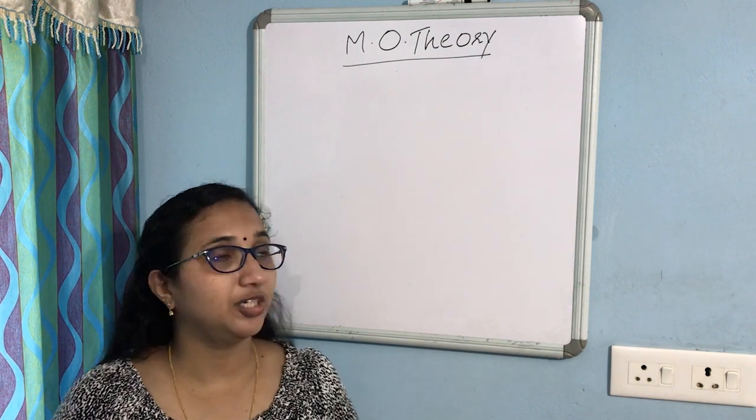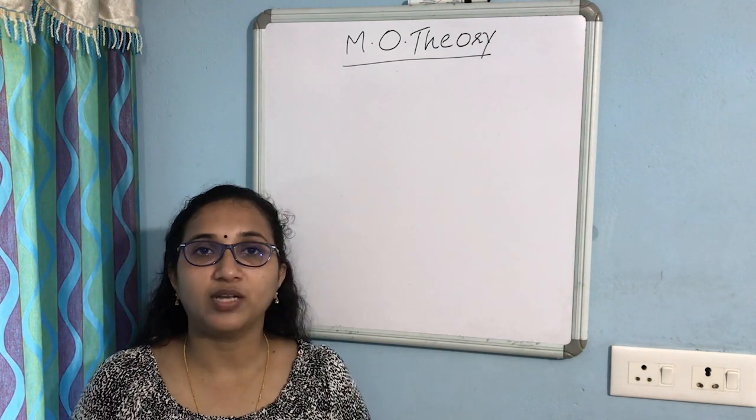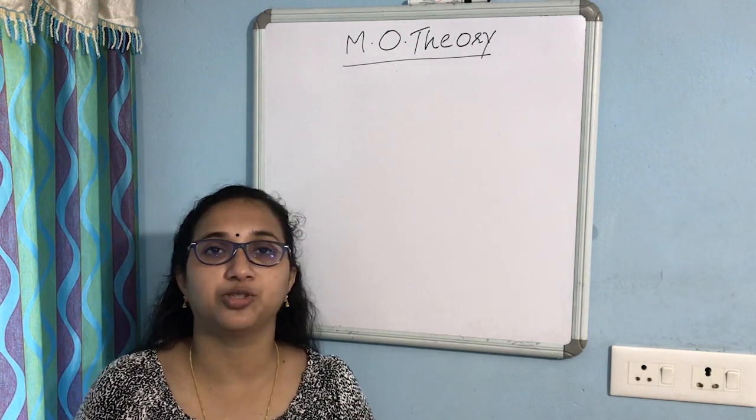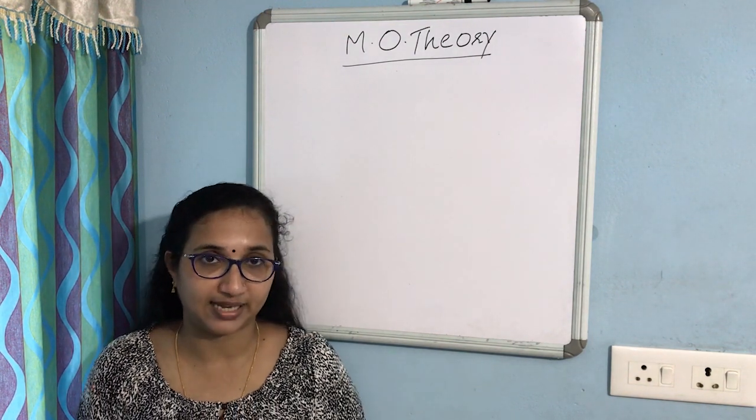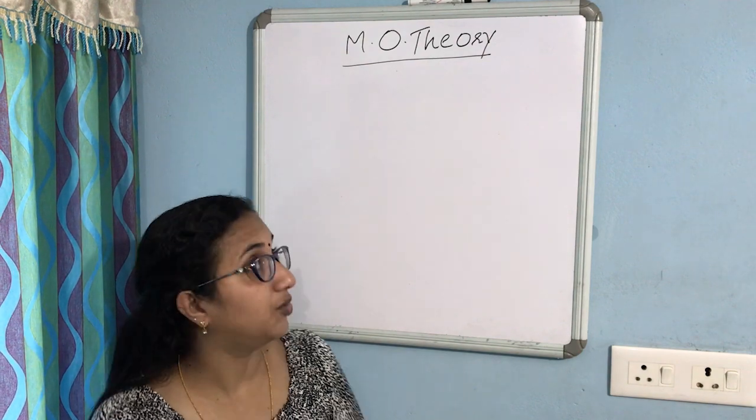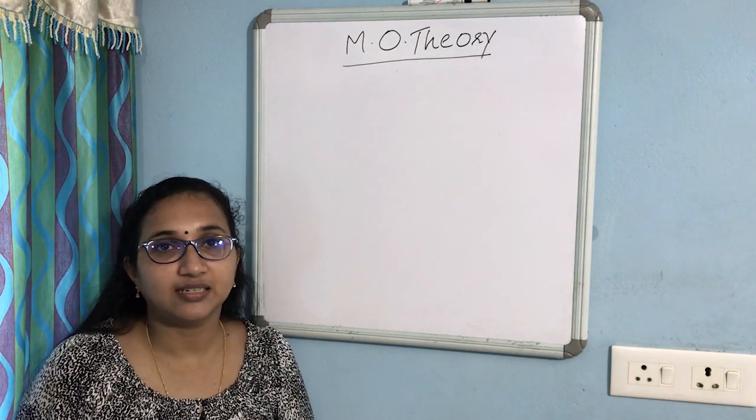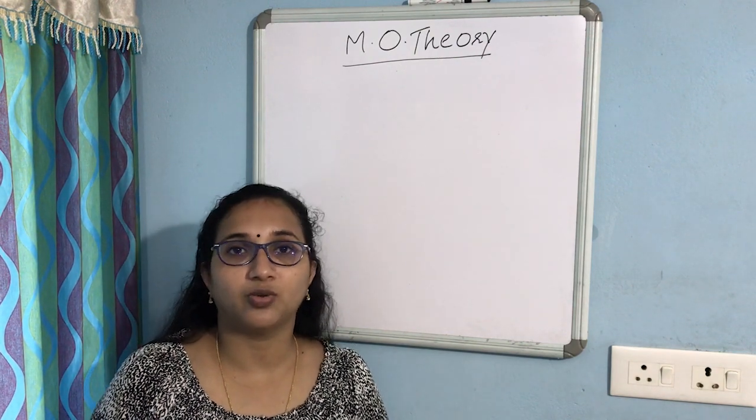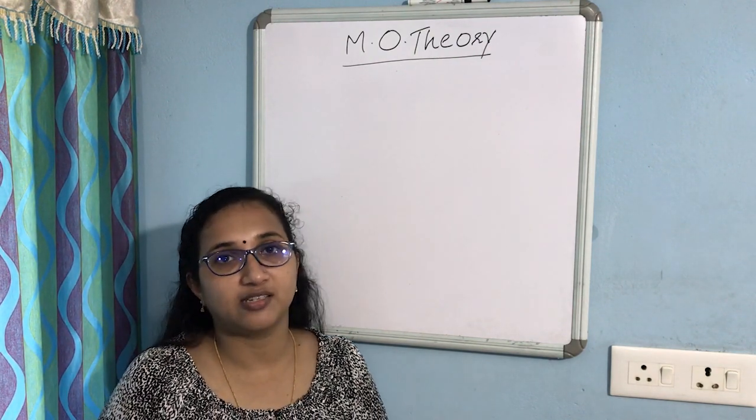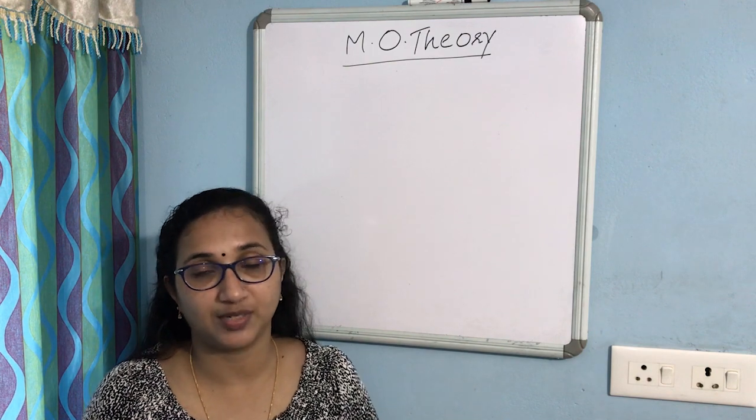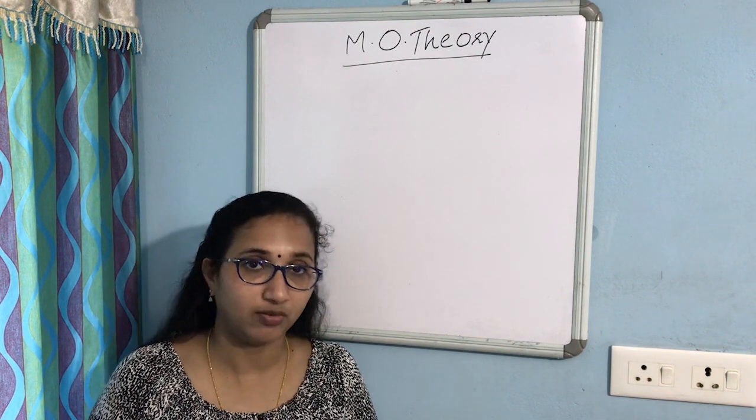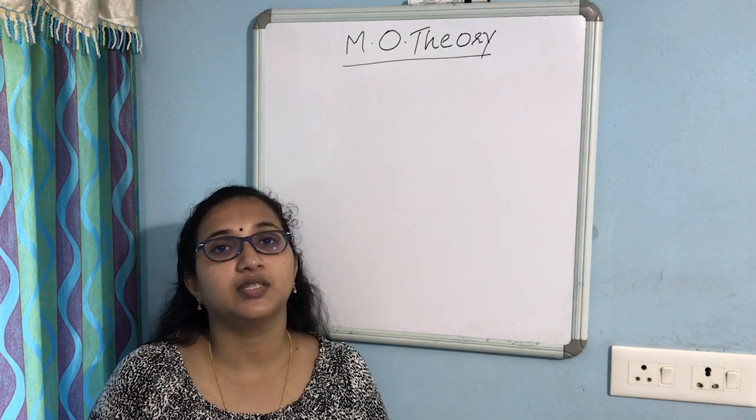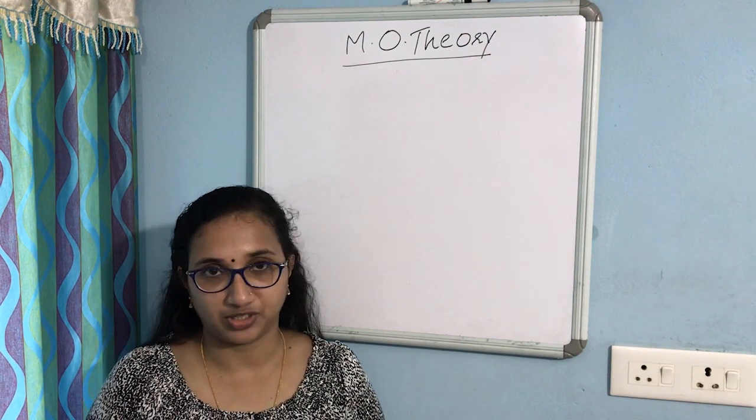And we know, according to valence bond theory, a covalent bond is formed by the overlapping of half-filled atomic orbitals of the combining atoms. But molecular orbital theory is a more quantum mechanical approach. We know, according to quantum mechanics, electrons are assumed to have dual nature. That means in addition to particle nature, they have wave character also. And associated with each wave, there will be a wave function.